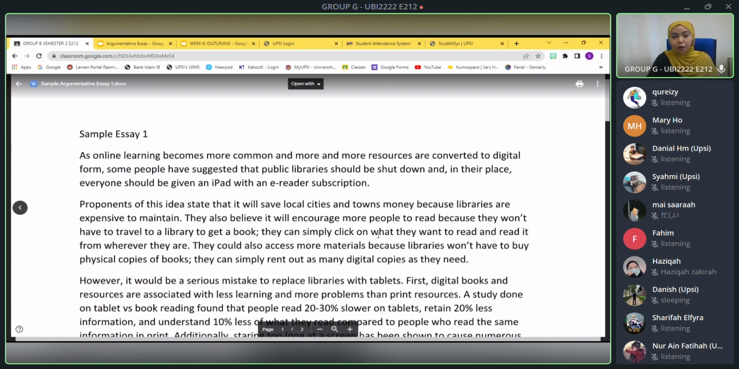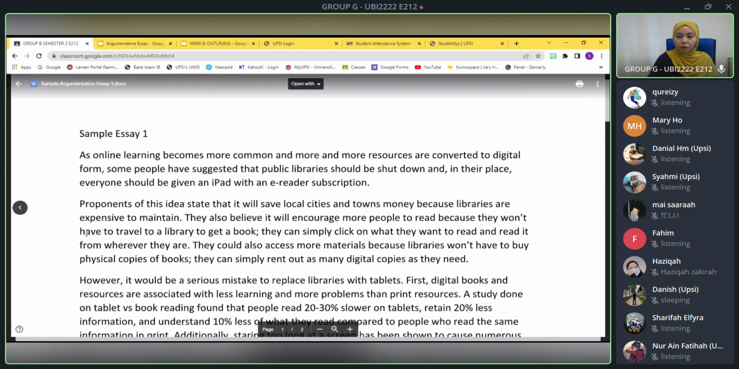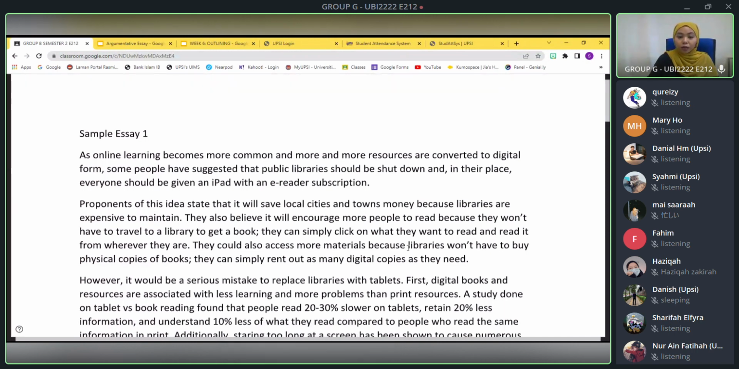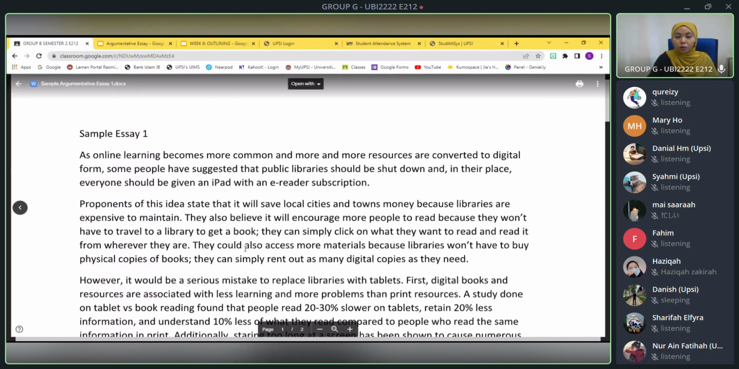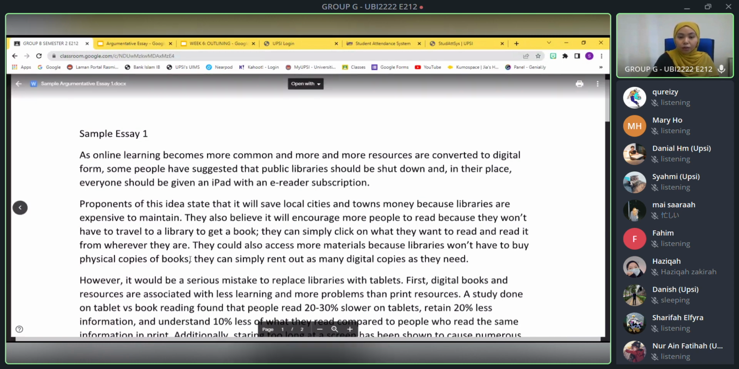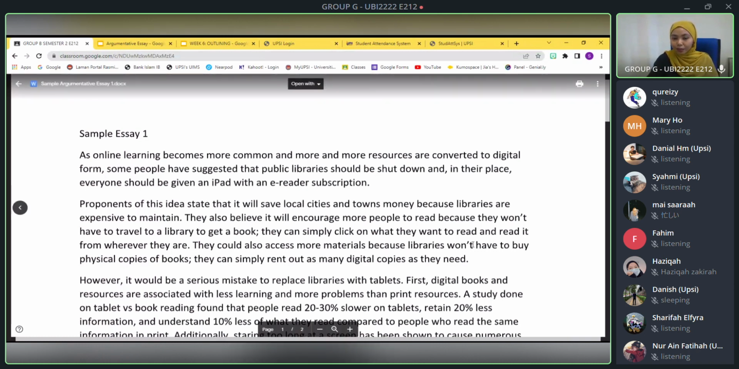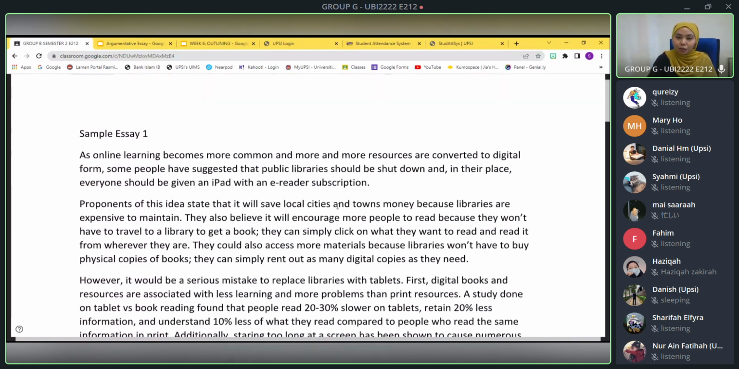And look at the second part. Proponents of this idea, meaning people who agree with this motion right here, state that it will save local cities and towns money because libraries are expensive to maintain. They also believe it will encourage more people to read because they won't have to travel to a library to get a book. They can simply click on what they have to read and read it from wherever they are. They could also access more materials because libraries won't have to buy physical copies of books. They can simply rent out as many digital copies as they need. So this particular paragraph is basically the counter-argument.